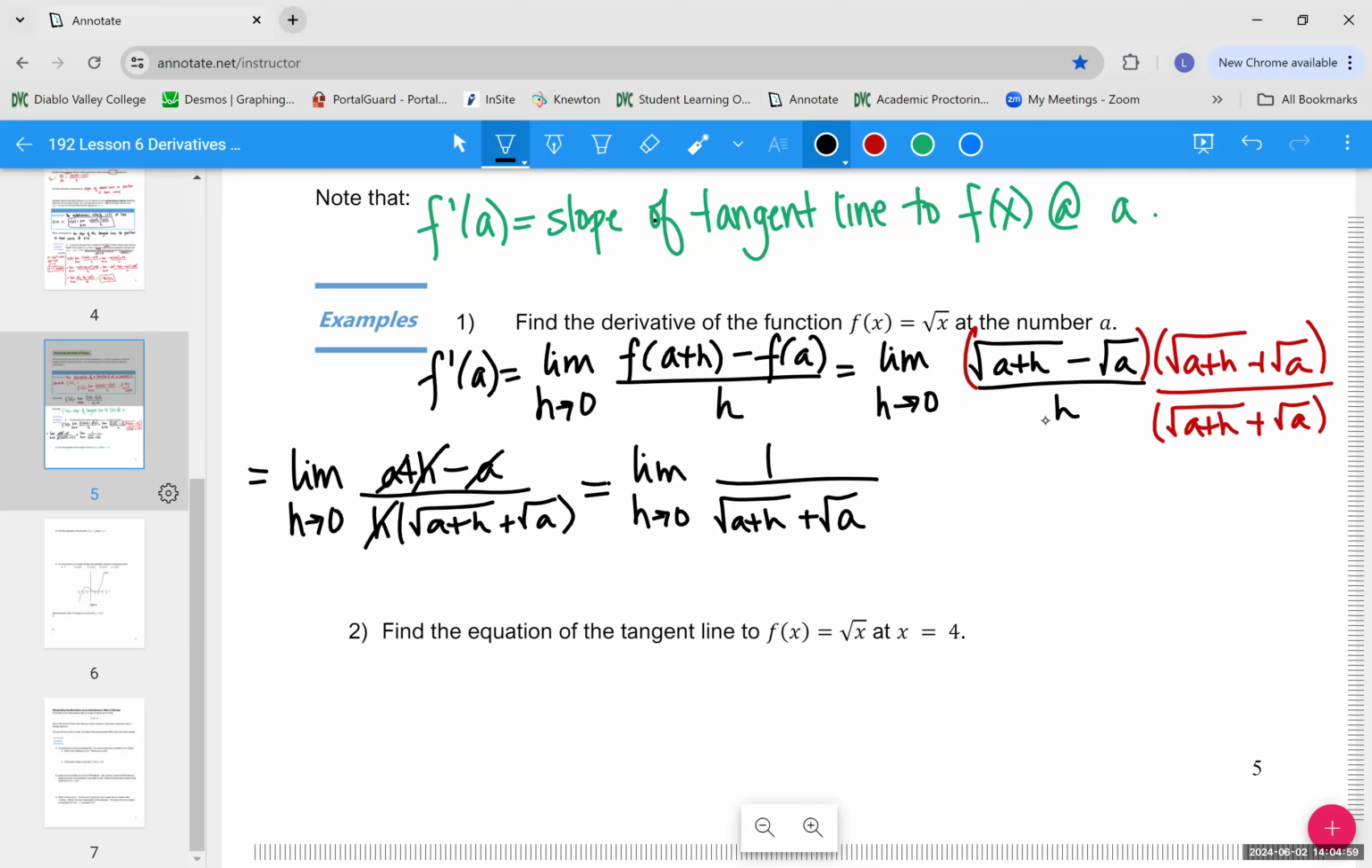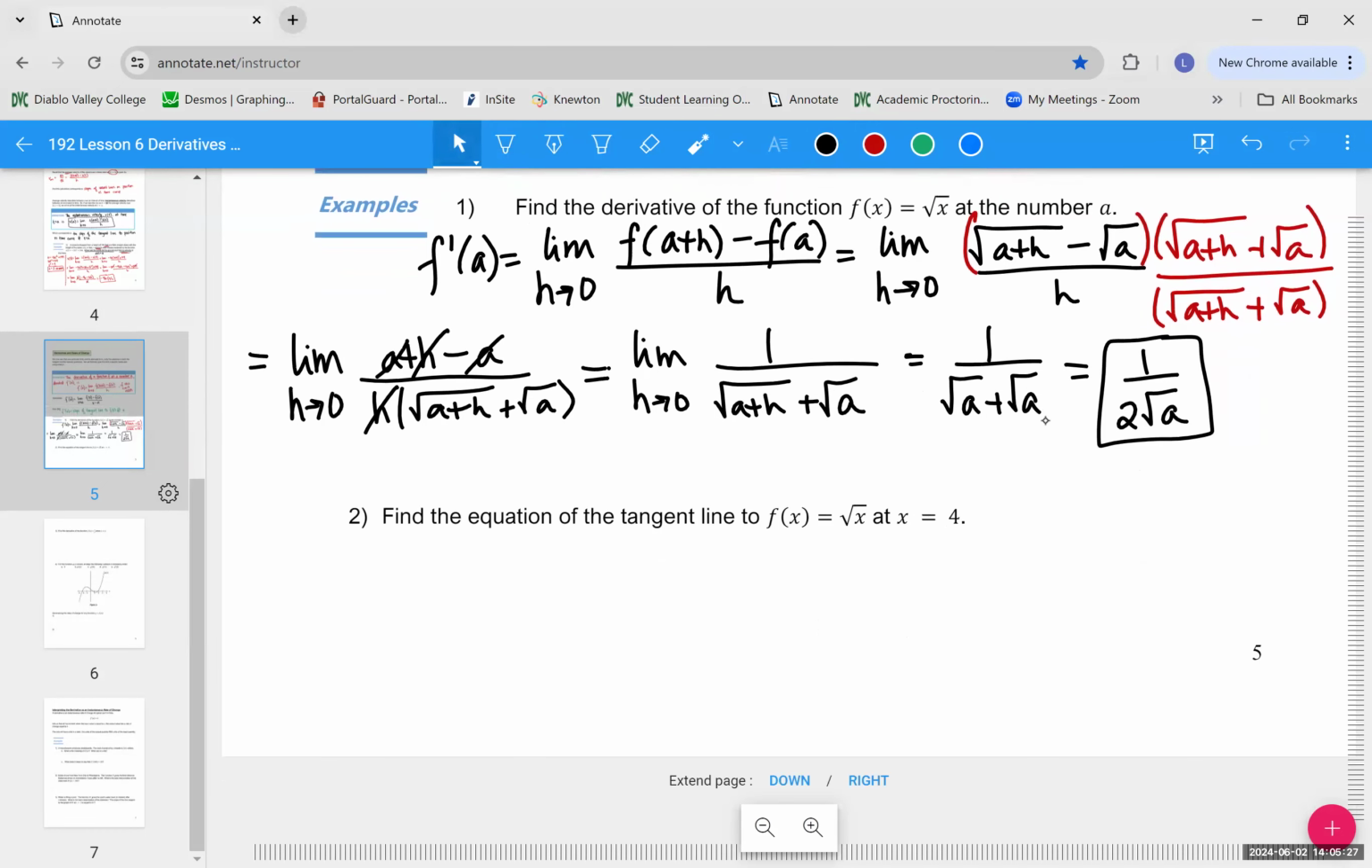And now I'm ready to plug in my 0. So when I plug in my 0, my limit notation goes away. And what is the square root of a plus the square root of a? It's 2 square roots of a. So this is our derivative of the function f of x equals the square root of x at a.